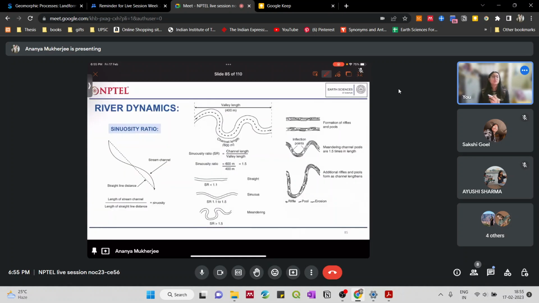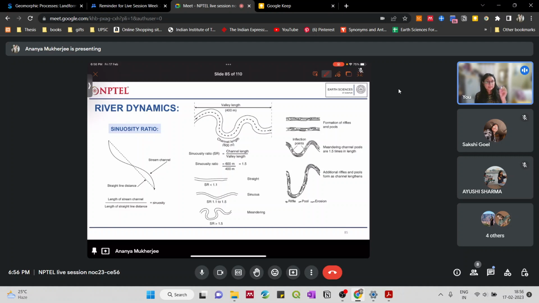So what is governing this sinuous nature of the river channels? This again depends on the flow velocity, the sediment load that it has, and the discharge in the river channel. So how do we calculate a factor called the sinuosity ratio, that is the length of the stream channel.